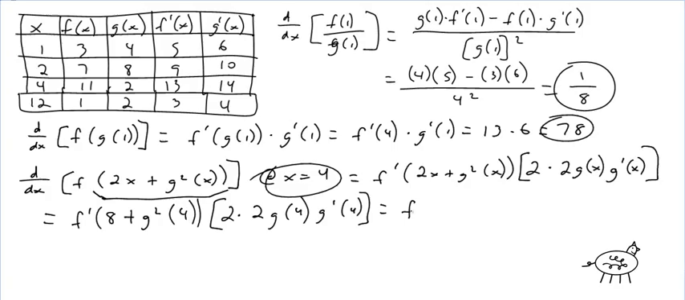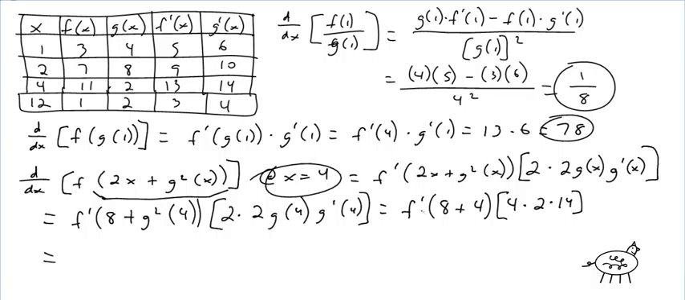So we're going to do f prime of 8 plus, well, what's g of 4? That's really saying g of 4 squared, right? So g of 4 is 2, and then it's squared, so plus 4. Okay, everybody okay with that? I hope. And then it's times 2 times 2, so that's going to be 4 times g of 4 is 2. G prime of 4 is 14.